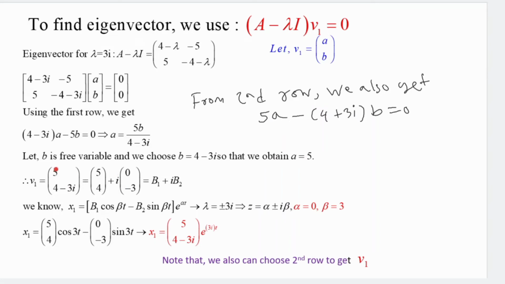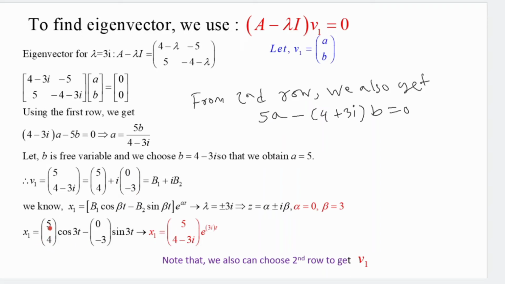So I can take the real part 5, 4 here, then plus i times 0, because there is 0, and from here I get minus 3. That means we can say that the column vector (5, 4) is B1 and (0, minus 3) is B2. So we know that the solution for x1 is equal to (B1 cos βt minus B2 sin βt) e^(αt). Here our alpha is 0, beta is 3, B1 is (5, 4), and B2 is (0, minus 3). Then we put these values here.